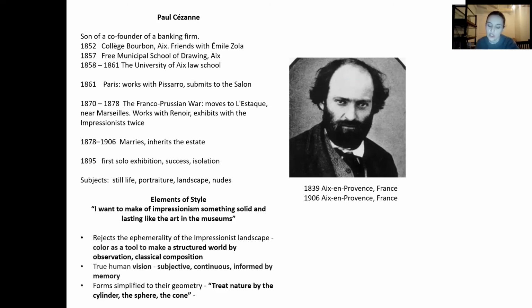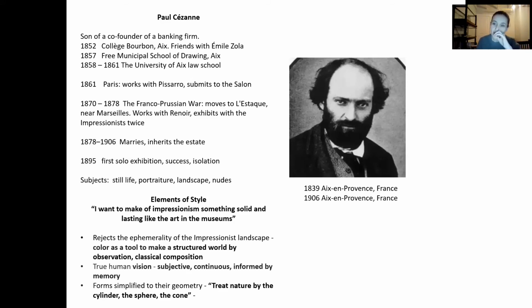So he rejects this ephemerality, and what you have in Cézanne is a structured world, a constructed world. We're going to talk about this, and he uses color to sort of put the Lego together, to put his world together. It has a very definitive composition. It's very structured, and it is a world that is observed from nature. But it is also a world that is subjective, because he's a post-impressionist.